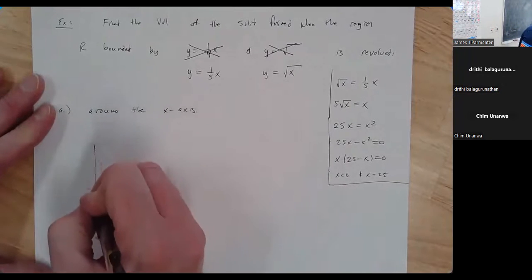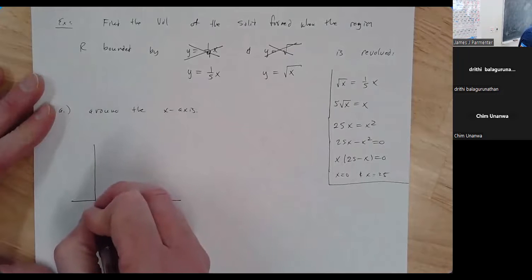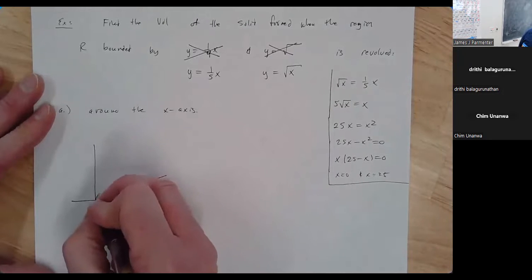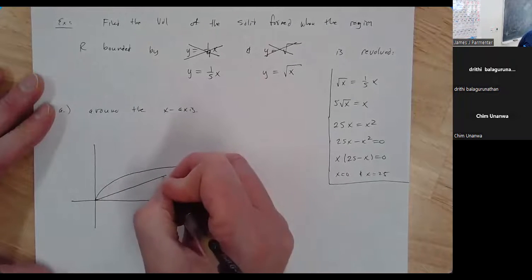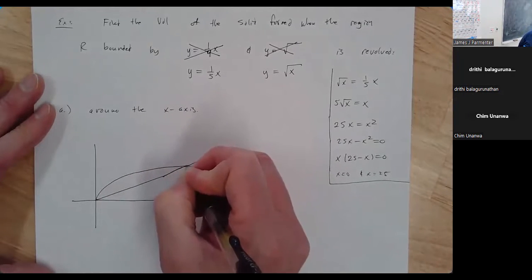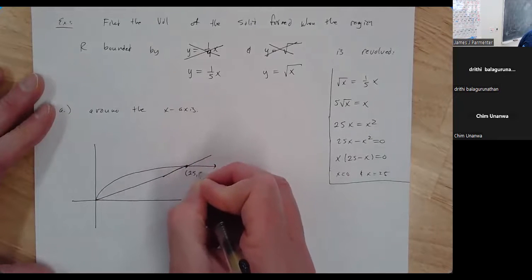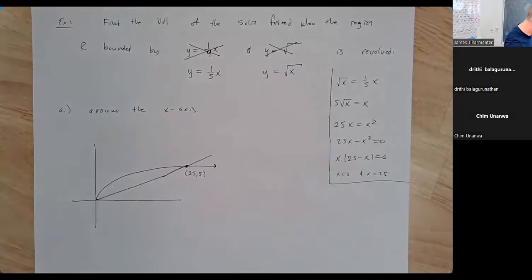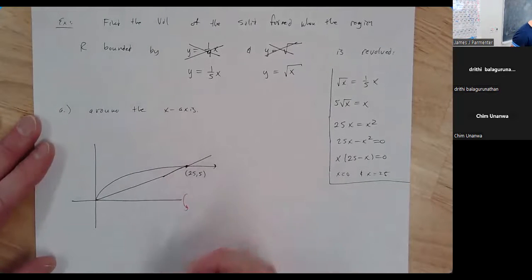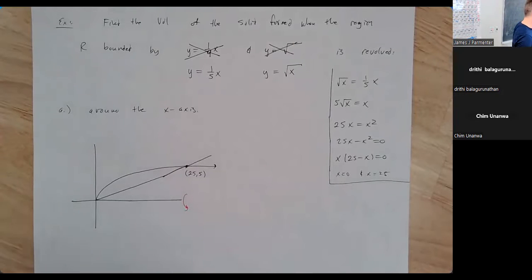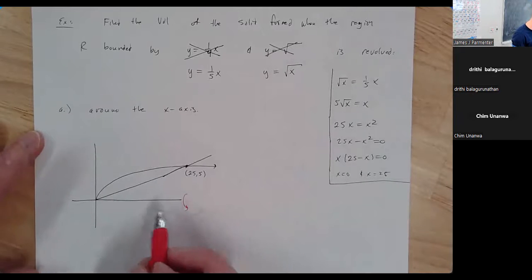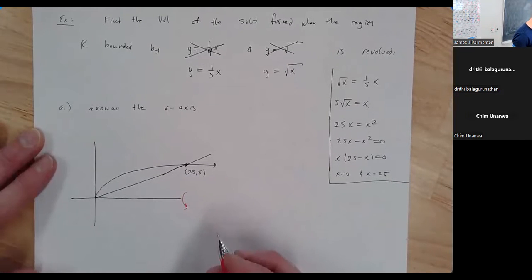So here's what the region looks like. You've got your y equals 1/5 x, and you've got your square root of x. So if we're going around the x-axis, we are going this way. And so we're going to draw a strip that's vertical or horizontal. Well, so far I've said the strip has to be which orientation? Parallel or perpendicular? Perpendicular. So if we're going around the x-axis, which is a horizontal axis, I need my strip to be vertical.